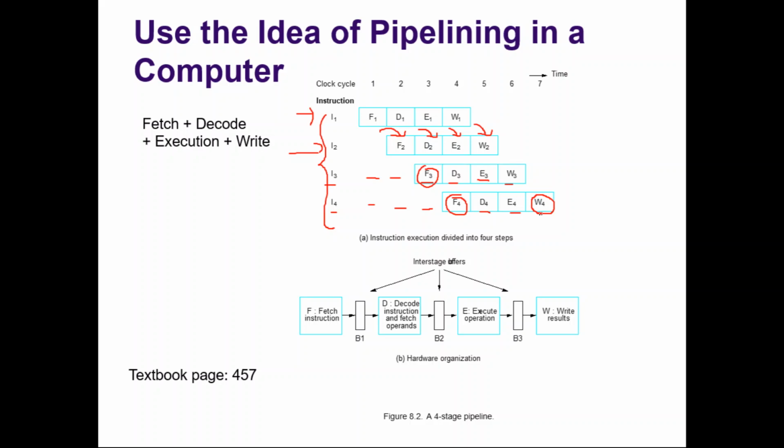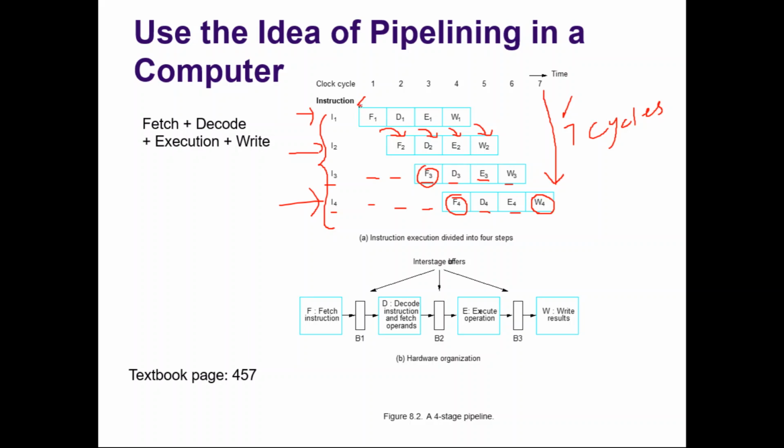clock cycle. Okay, right? So here you can see 4 instructions we have completed by the end of 7 clock cycles. To complete 4 instructions, we have taken only 7 clock cycles. Okay, if you are not using pipelining, then to complete these 4 instructions, how many clock cycles will be required?